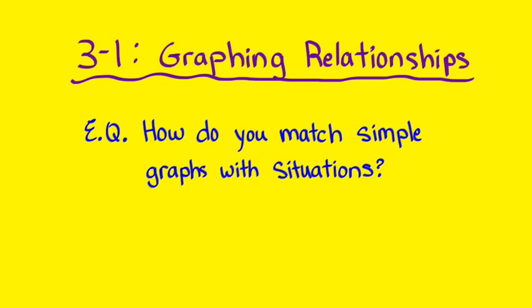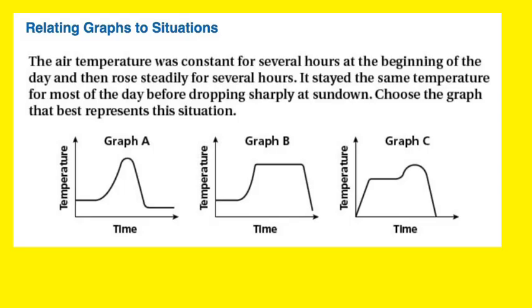Chapter 3, Section 1, we're looking at graphing relationships. How do you match simple graphs with situations? Well, let's take a look at this graph here where the air temperature was constant for several hours at the beginning of a day, then rose steadily for hours, and it stayed the same temperature for most of the day, then dropping sharply at sundown. Choose the graph that best represents this situation.